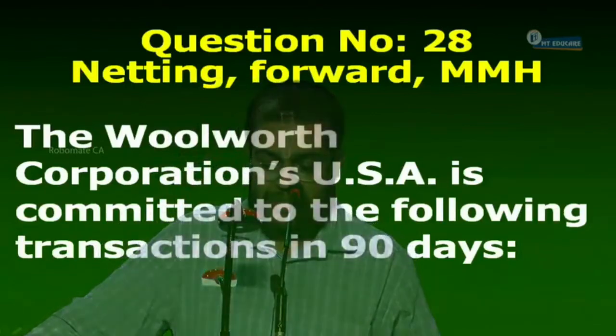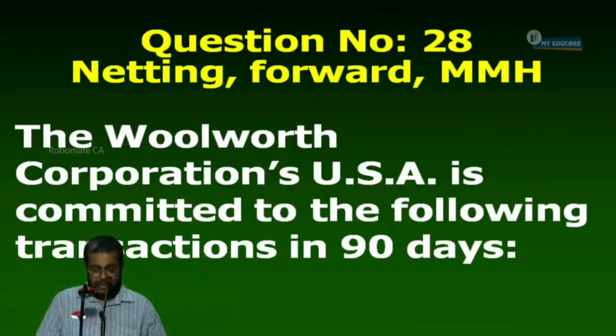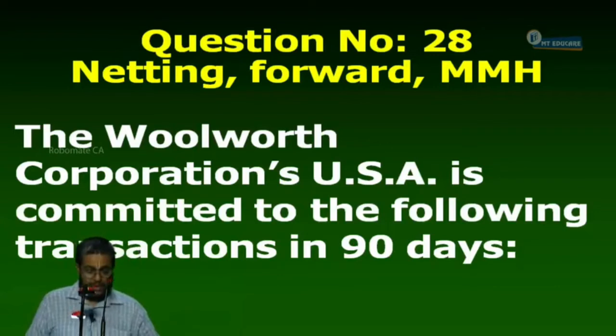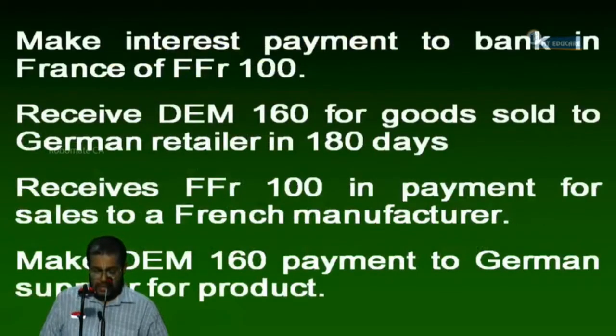The Woolworth Corporation USA is committed to the following transactions in 90 days. Make an interest payment to a French bank of FFR 100. Receive Deutschmark 160 for goods sold to a German retailer in 180 days. Receive French franc 100 in payment for sales to a French manufacturer. Make a Deutschmark 160 payment to a German supplier for product. The spot exchange rate today is Deutschmark 1.6000 per dollar.